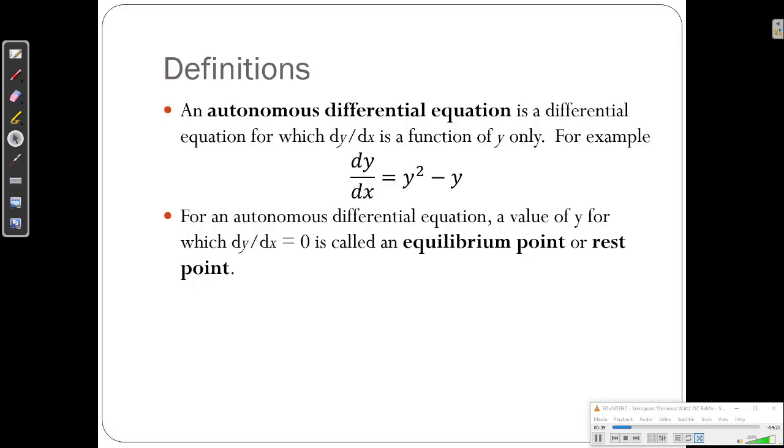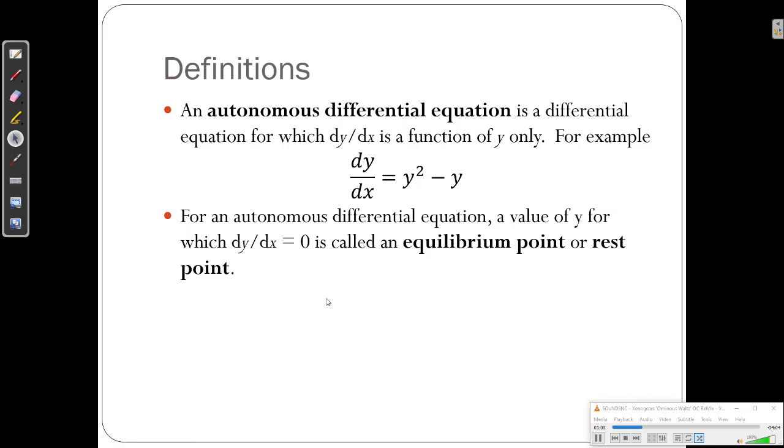So what's an autonomous differential equation? Well, it's just a differential equation where your derivative term is just a function of y, and only y. It doesn't have any x's in it. So here's an example I gave you. It's just defined in terms of y squared minus y.